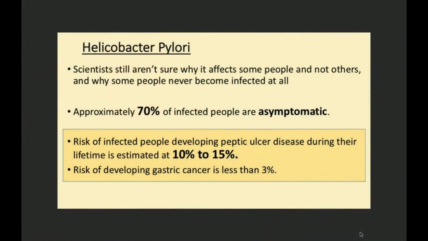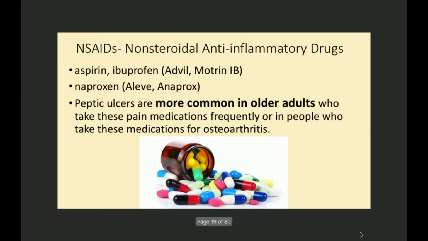Now, when you look at it, 70% of the people that have it are asymptomatic. The recent studies are 90% of the population has it. And if you find it in 90% of the population, guess what? I think they're just missing the last 10%. Now, non-steroidal anti-inflammatories. Peptic ulcers are more common in older adults. Why?